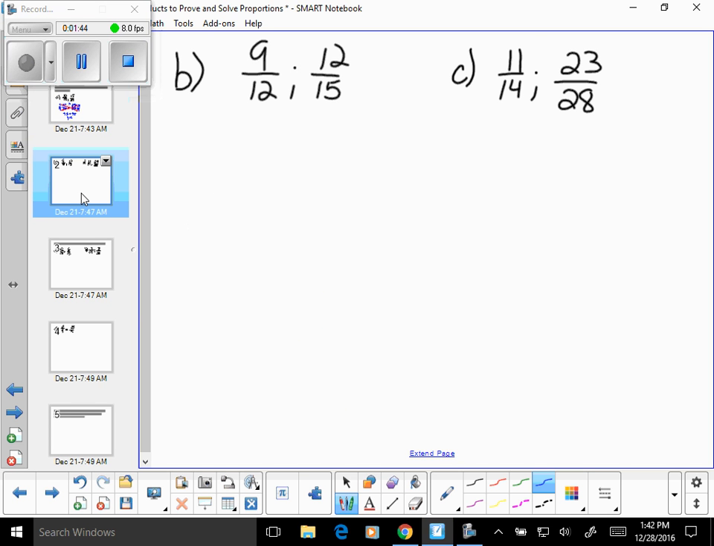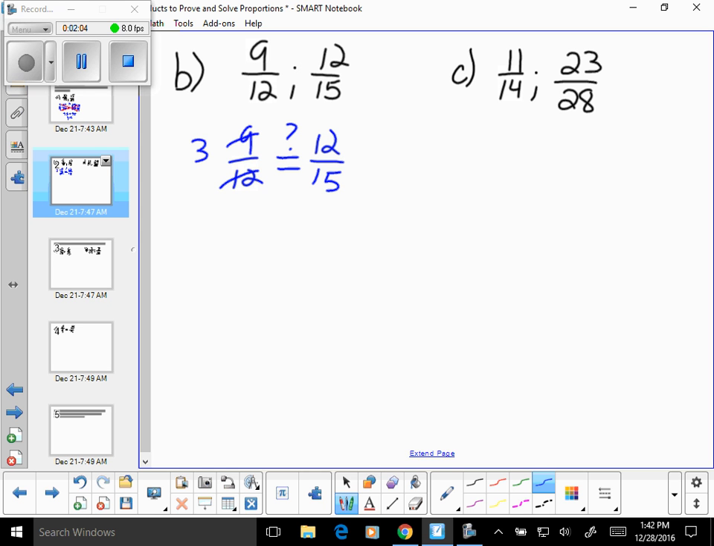Since this is a review, I would suggest that you hit pause and do both B and C, and then I will show you how to do them. Again, we're going to set them up. Did you make sure that you use that equal sign with the question mark above it, the is it equal? And again, I'm going to reduce.